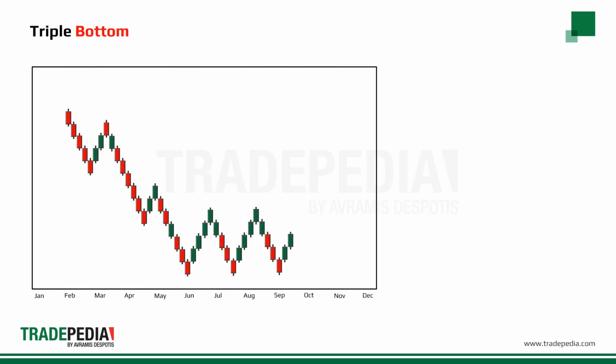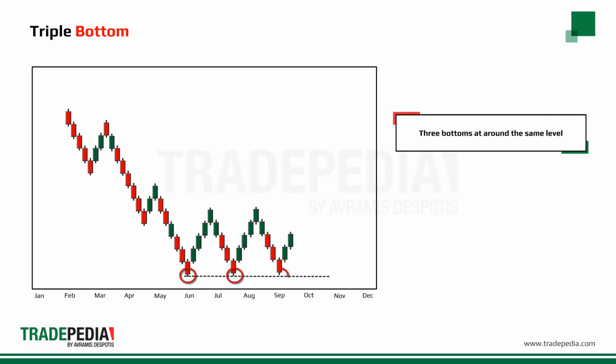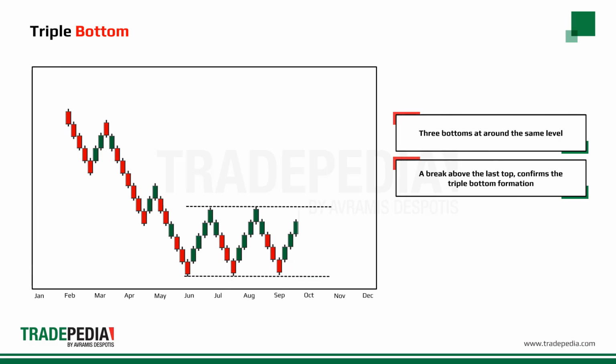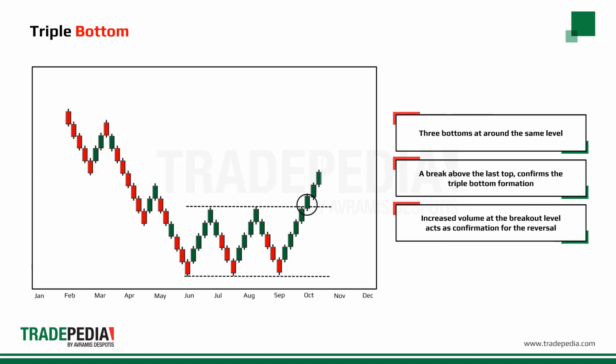For a triple bottom, we have three bottoms at around the same level. A break above the last two tops confirms the triple bottom formation. Increased volume at the breakout level acts as a confirmation for the reversal. The height of the pattern outlines the initial target.